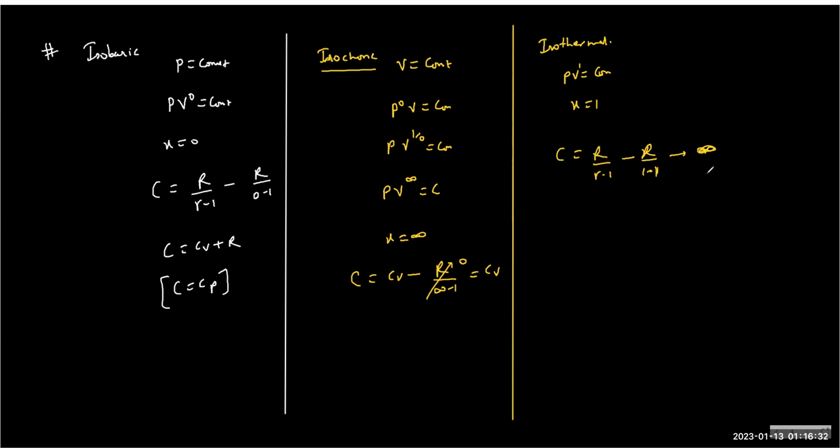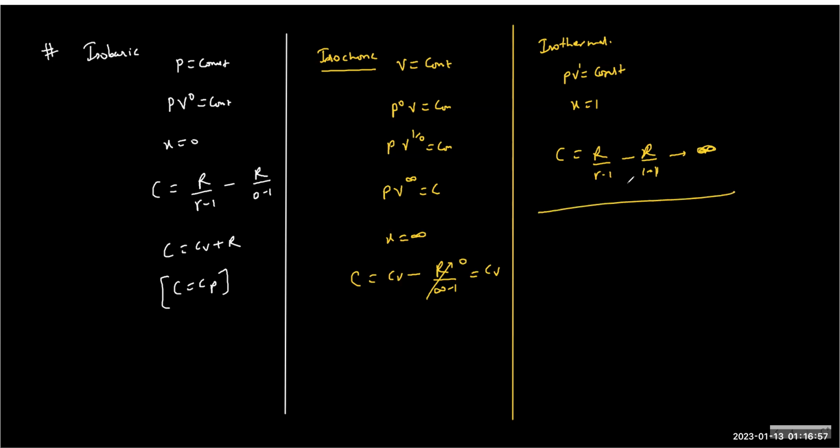You can't change the temperature no matter how much energy you give, because C is infinite, which means the amount of energy required to raise the temperature by 1 degree is infinite. And we know that isothermal means temperature cannot rise or fall, isn't it?